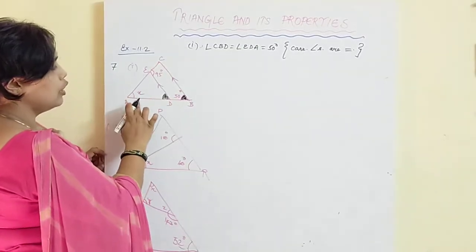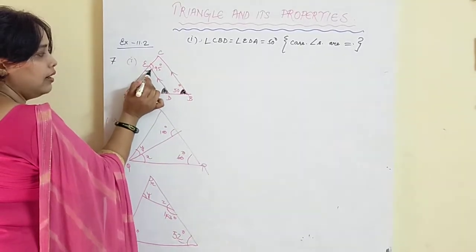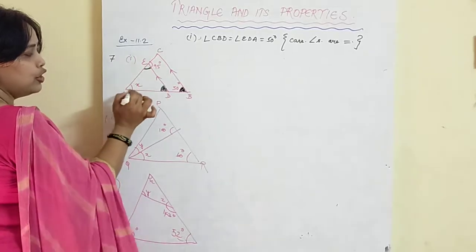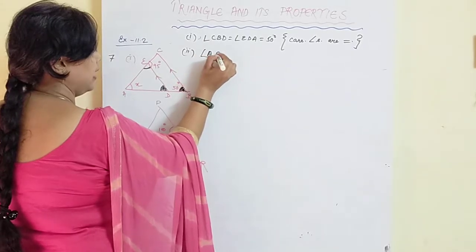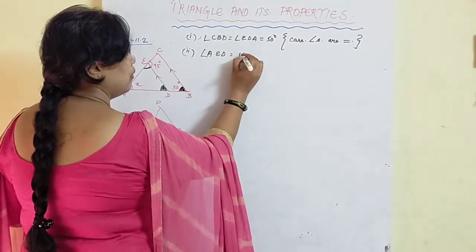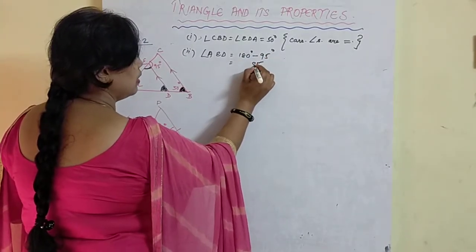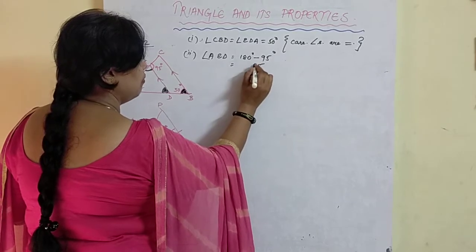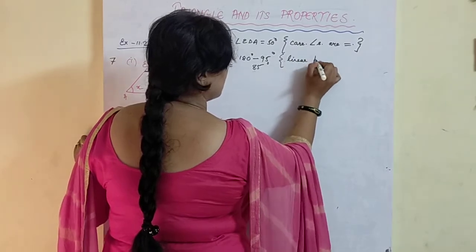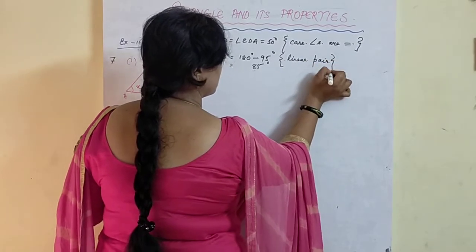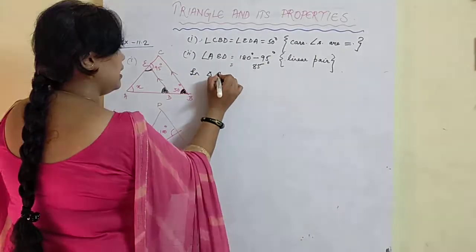50 degrees. So here if it is 50 degrees and this part, you observe children, this is again a linear pair. This is a straight line. So you can write angle AED is equal to 180 degrees minus 95 degrees, that is equal to 85, and you will write linear pair within curly brackets. Thus you will write in triangle EAD.